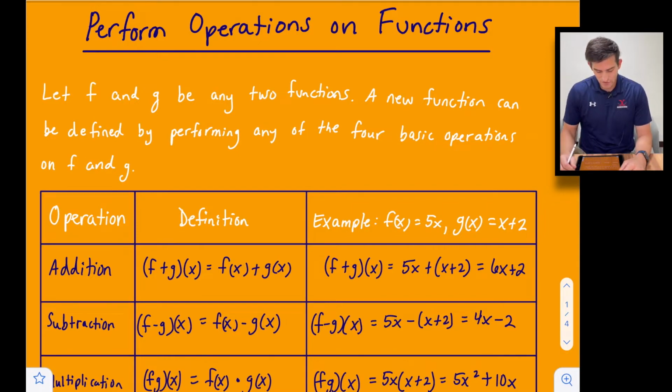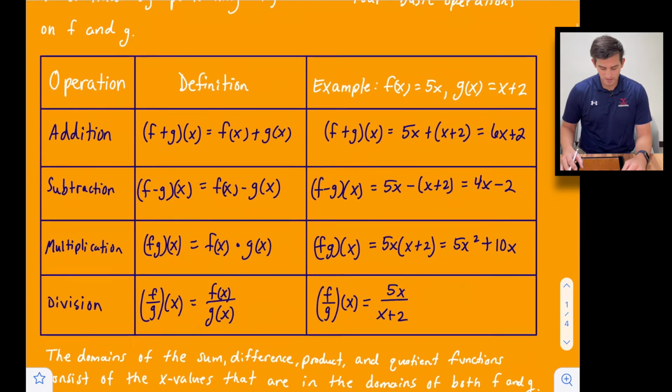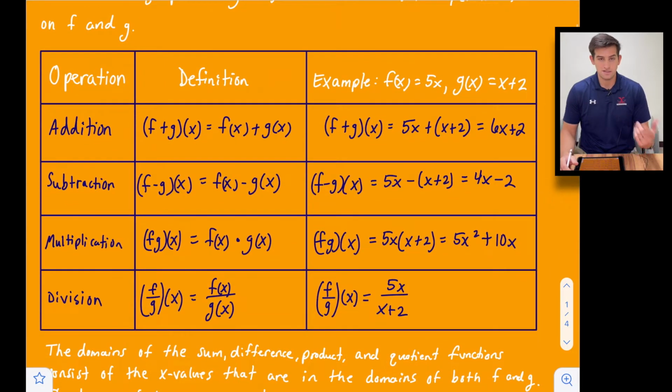It says let f and g be any two functions. A new function can be defined by performing any of the four basic operations on f and g. These four basic operations we see in this chart are addition, subtraction, multiplication, and division. So let's focus on addition first. We see the operation, then we see the definition.